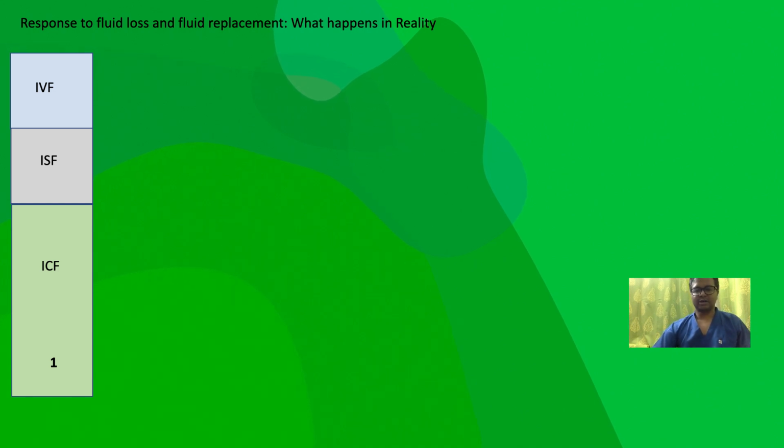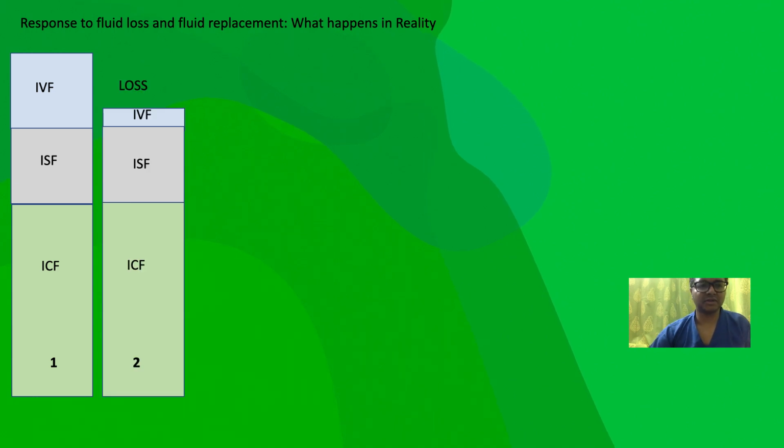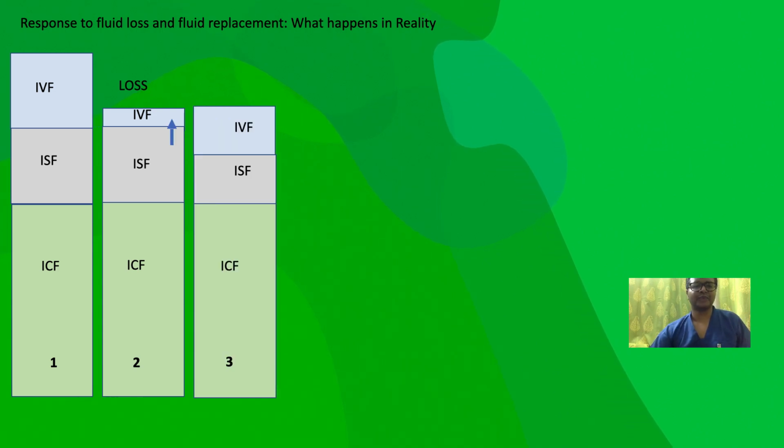Now let us look at what happens when we try to resuscitate our patients who are in shock. So suppose this is a normal patient with the normal three different components of fluids in our body, and suppose there is a rapid loss of the intravascular fluid, and immediately the compensatory mechanisms will try to act and try to restore some amount of intravascular volume. But since it is happening very rapidly, it will fail to maintain or bring this intravascular fluid volume to normal, and so we need to give fluids to these patients, and this is where we start resuscitating our patients.